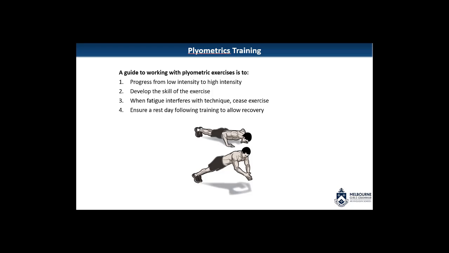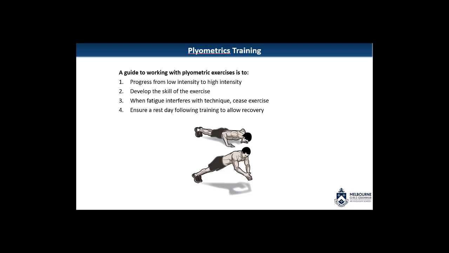Just out of interest, to build up in terms of what you want to do, work from low intensity to high intensity. So interestingly, a low intensity plyometric activity is skipping. So you could have skipping as an activity, and high intensity is going to be more like your clap push-ups, very tricky, as well as your box jumps.